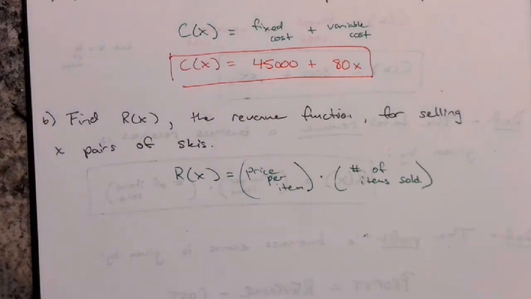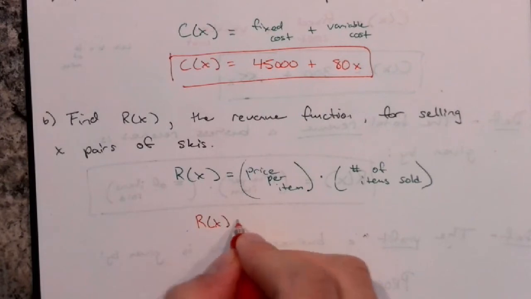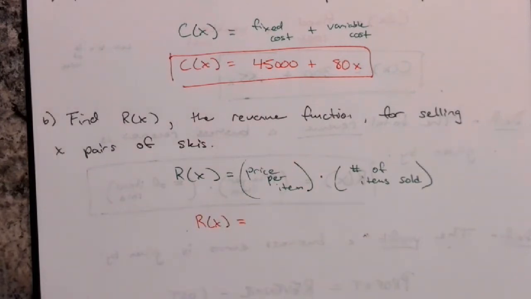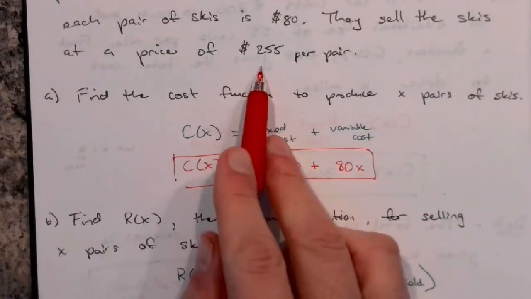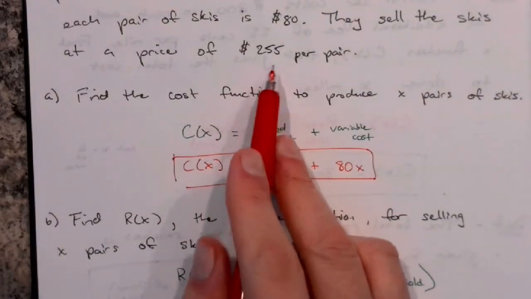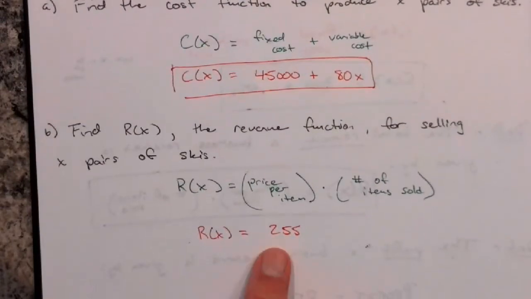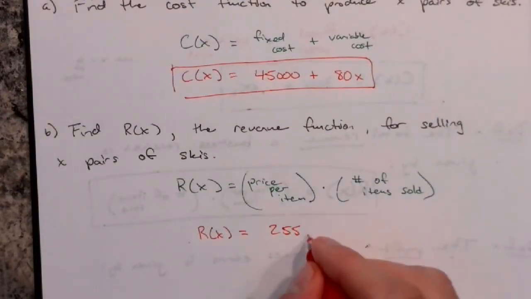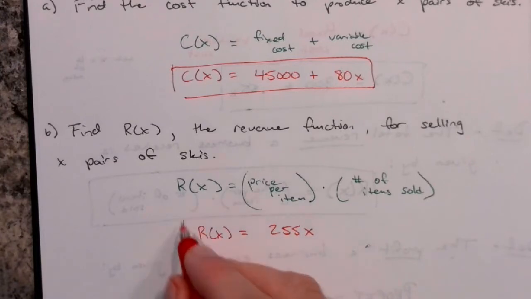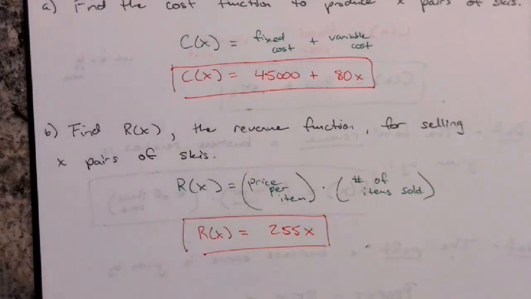So for us here, R of X is equal to, what's the price per item? Well, they sell the skis at a price of, they told us, $255 per pair. So it'd be 255 times the number you're selling. Well, you're selling X, so it's 255 times X, which is 255X. So R of X equals 255X. That's the revenue taken in for selling X pairs of skis at $255 per pair.